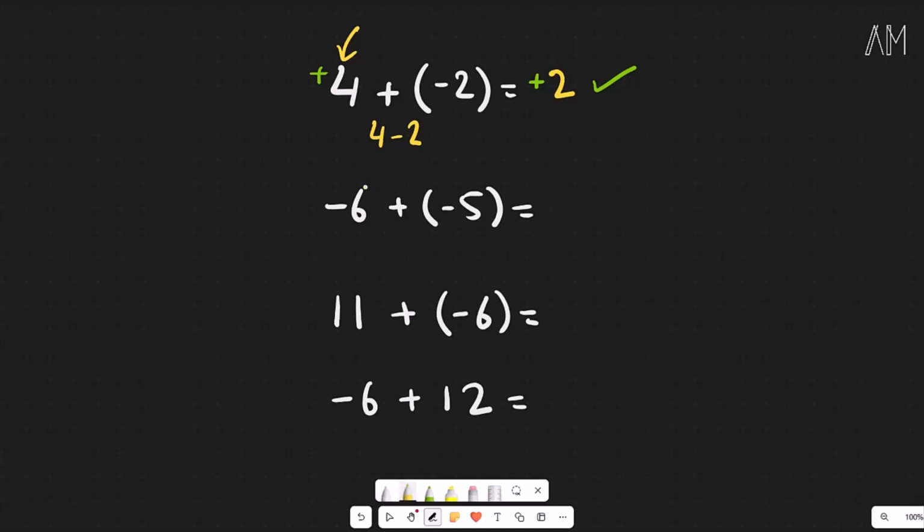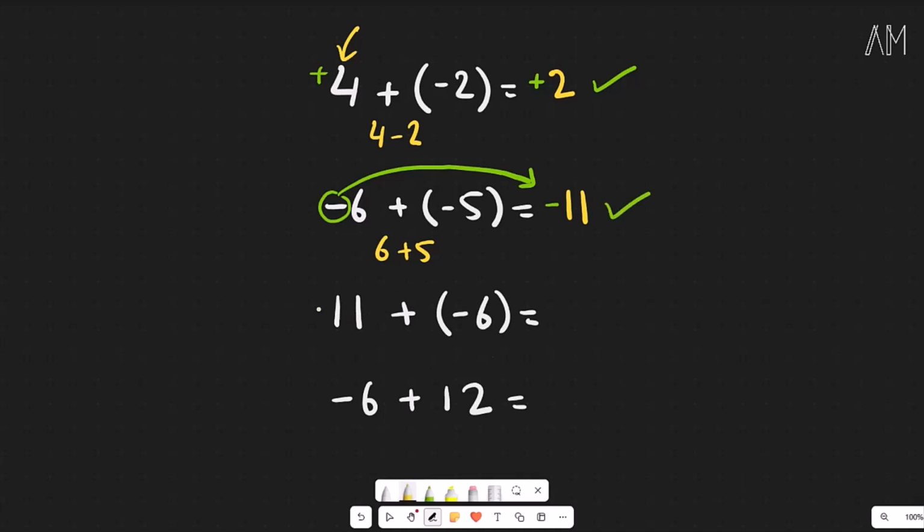Let's take another example. Here we have negative 6 plus negative 5. We have the same signs, so I'm gonna add the numbers. 6 plus 5 equals to 11. And the sign of the greater number, which is in this case 6, will be assigned till the end. The answer here is negative 11.